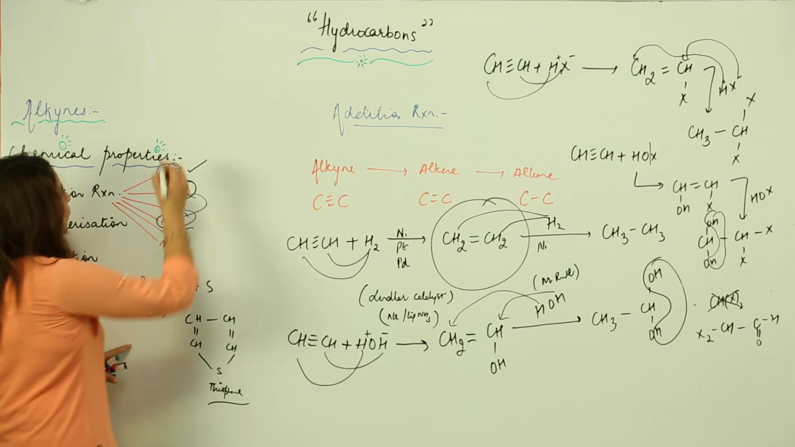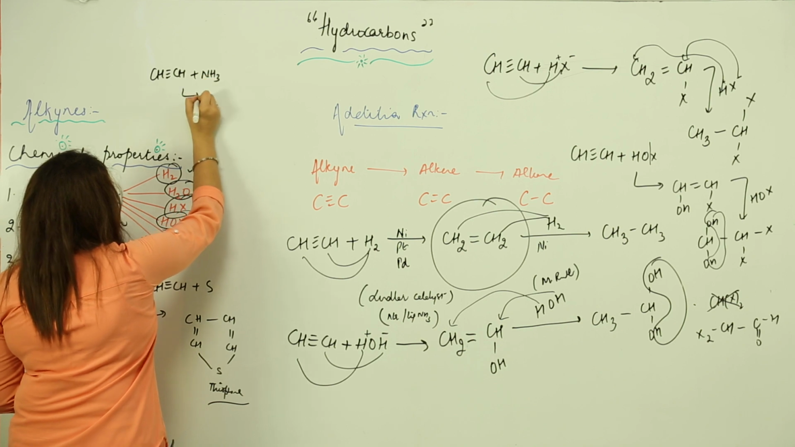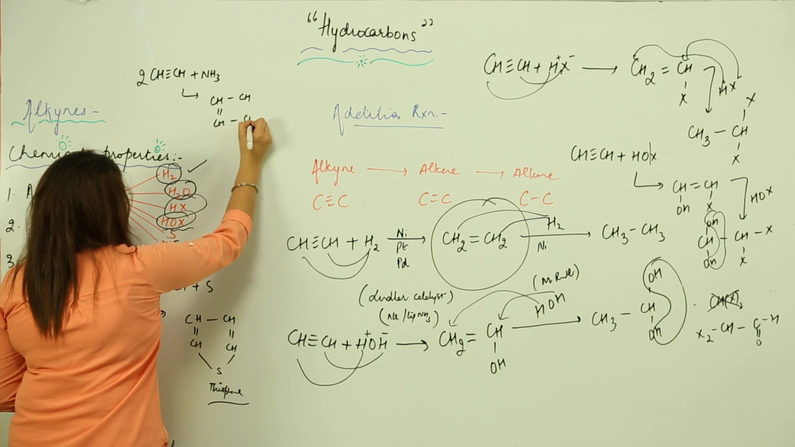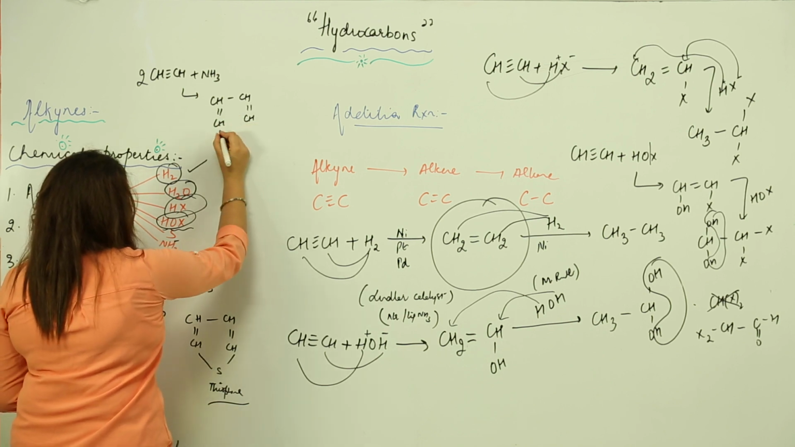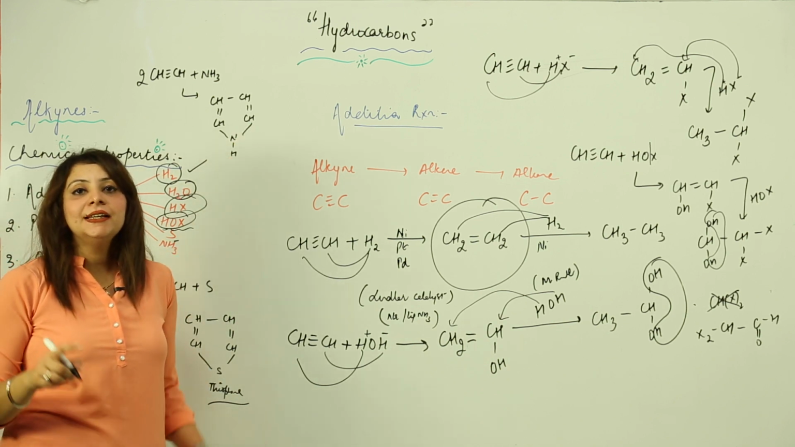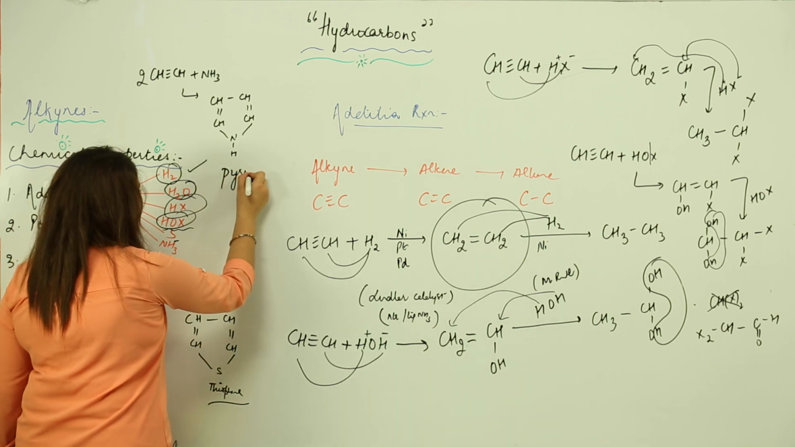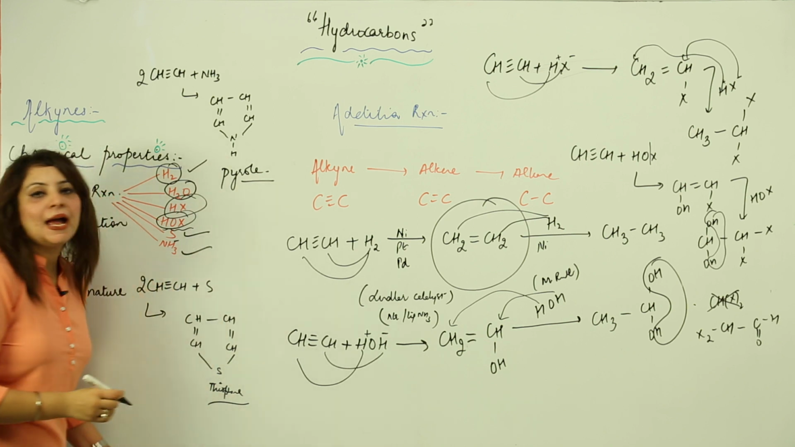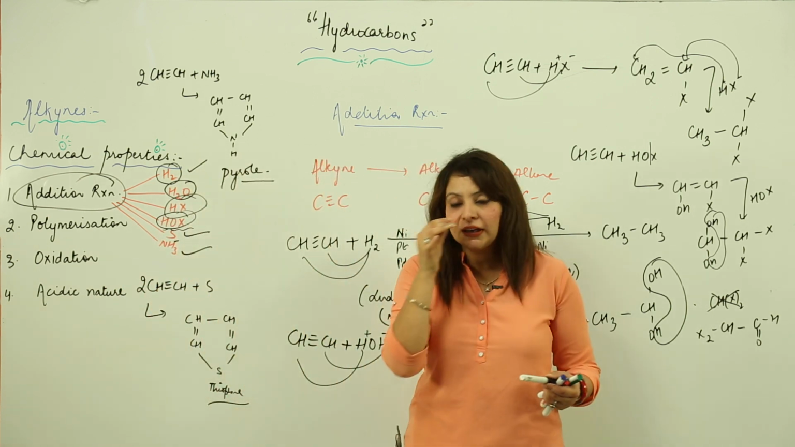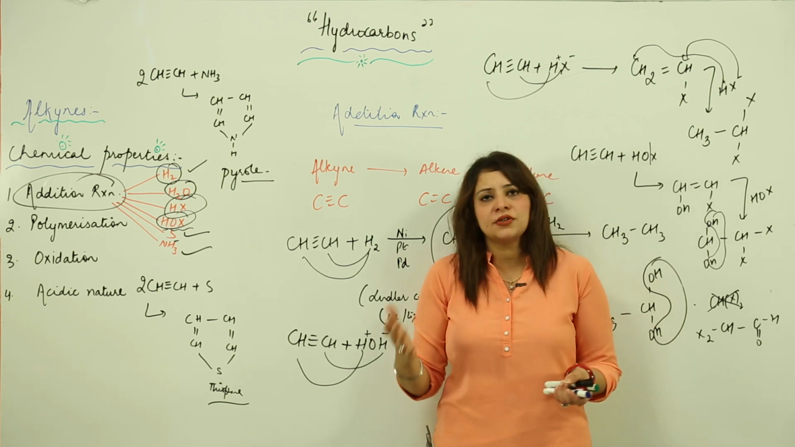And likewise, I can do it for ammonia. I can add ammonia actually. And again two molecules like this, and they will be forming a compound. What is the name of this compound? I told you when we were discussing the classification of organic compounds. It is nothing but pyrrole. So this is the addition reaction. So I think it's clear why the alkynes can undergo addition reaction. The reason behind that is they possess the extra bond.